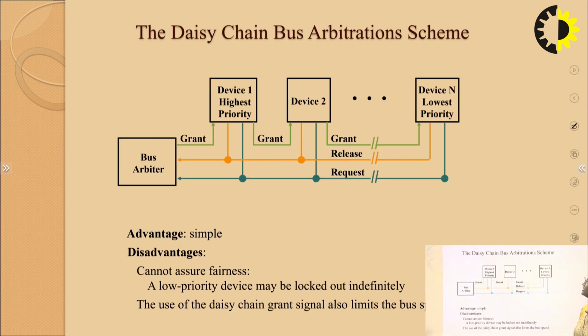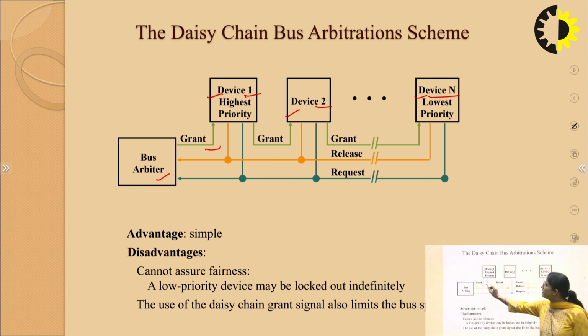First one is daisy chaining arbitration. There are a number of devices connected here: this is device 1, this is device 2. If we have 4 devices, there will be a device 4. If we have 10 devices, it will be device 10. Devices are arranged according to priority. Device 1 will be of highest priority, device 2 of second highest priority, and device N of lowest priority. The bus arbiter will send the signal to all the devices.